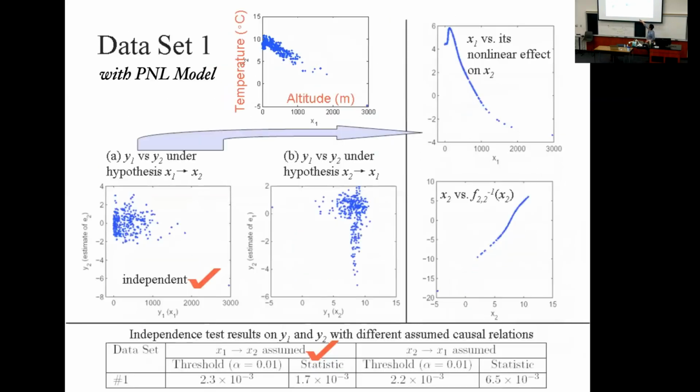This is the first data set, remember? X1, X2, you are given the data. If you assume X1 causes X2, you fit a model, you estimate the residual, they are kind of independent. In the reverse direction, this is the scatter plot of the estimated noise and X2. Clearly, they're not independent. So we prefer the direction from X1 to X2. Actually, X1 is the altitude, and X2 is the temperature for more than 300 cities. Temperature should be caused by altitude, not the other way around.